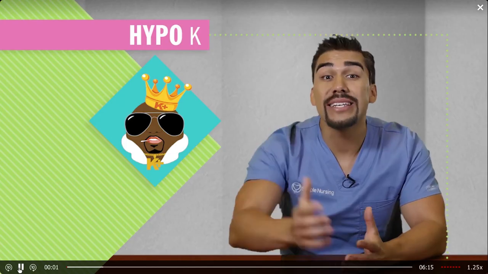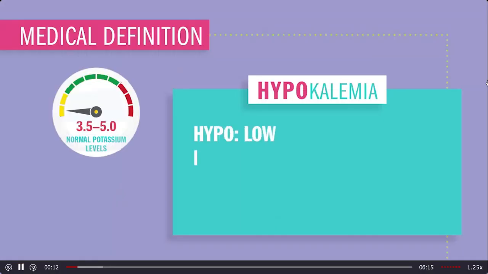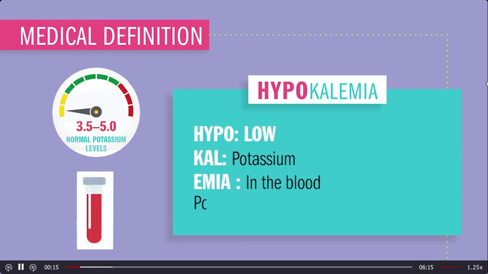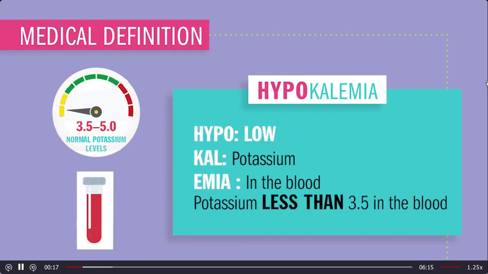King Potassium has lost his power. The king of action and contraction in your muscles is now, well, weak and wimpy. Today we're wrapping up hypokalemia. So hypo meaning low, kal meaning potassium, emia in the blood, so potassium less than 3.5 in the blood.